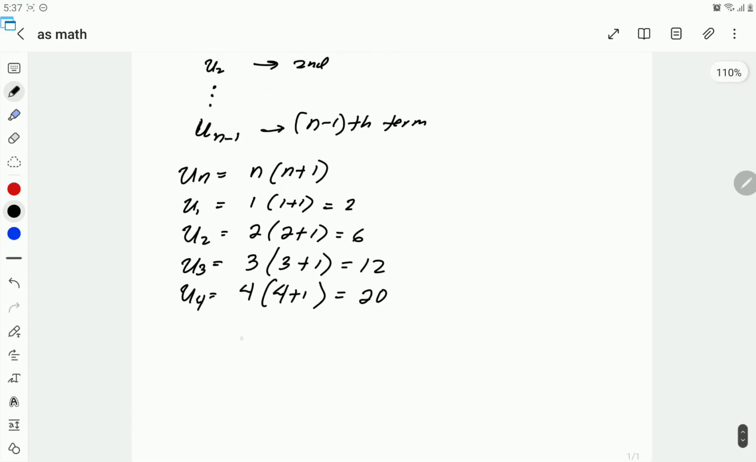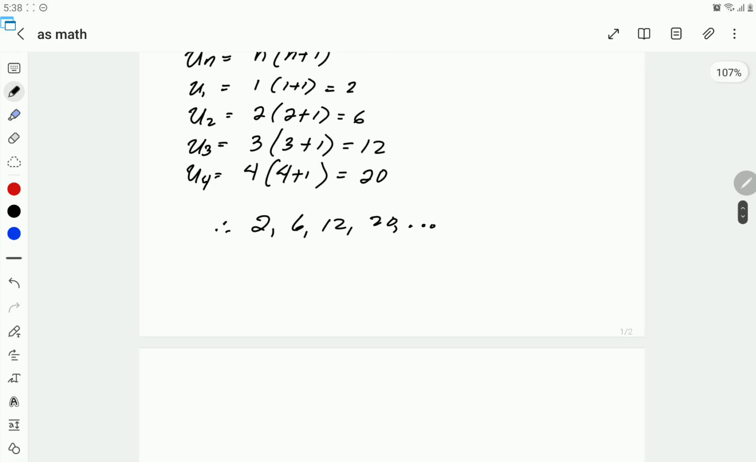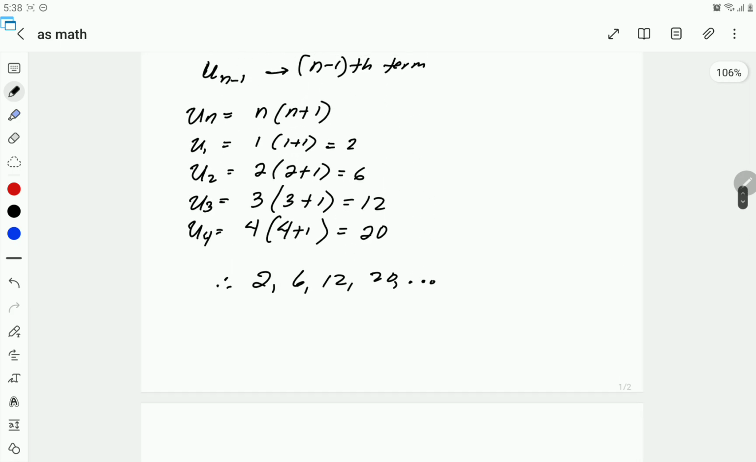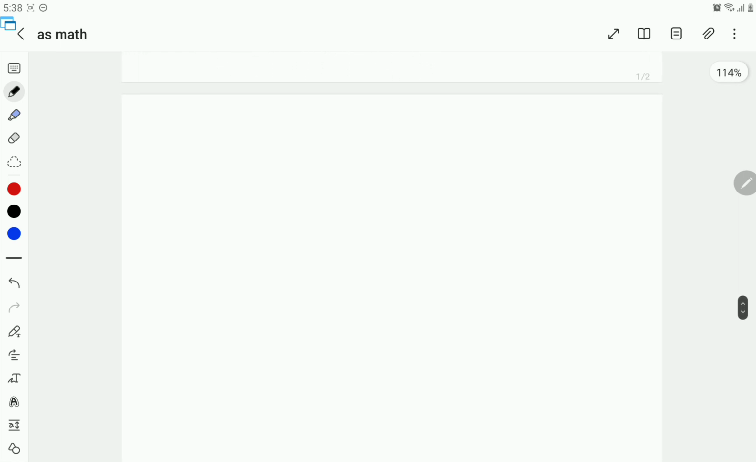So therefore, our sequence now, U sub n is equal to, or I don't need to write this down because there's a formula. Our sequence now will be 2, 6, 12, 20, and so forth and so on. Okay? In other books, they use the symbol T sub n instead of U sub n. Then they use T sub 1 instead of term sub 1. Okay? It doesn't matter, basically.